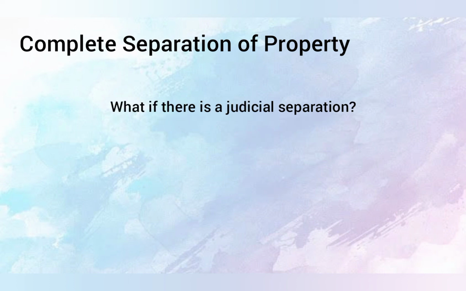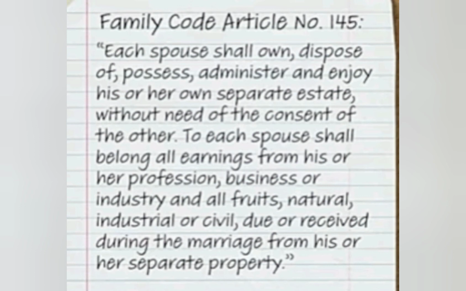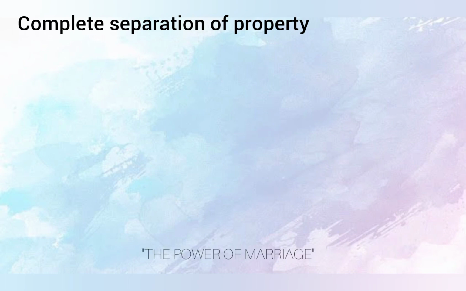So question again, what if there is a judicial separation? Here they can have their own life and properties, as stated under the Family Code Article number 145, that each spouse shall own, dispose of, possess, administer, and enjoy his or her own separate estate without need of the consent of the other. So what if the husband is nagkaroon ng ibang kinakasama at nakapagpundar sila ng bagong ari-arian? So here, if hindi pa dumadaan sa judicial separation of property ang mag-asawa, mananatiling pag-aari ng mag-asawa ang may pupundar na bagong ari-arian ng asawa na may bagong kinakasama.